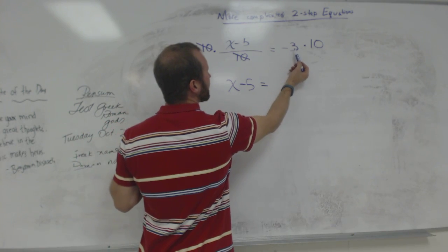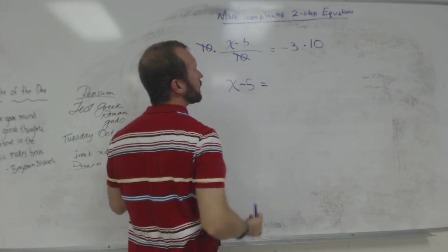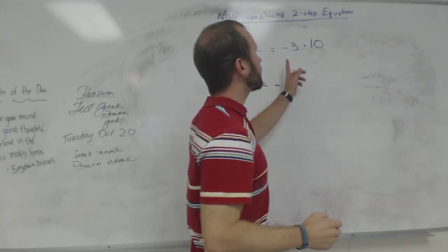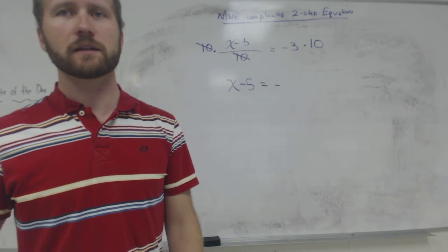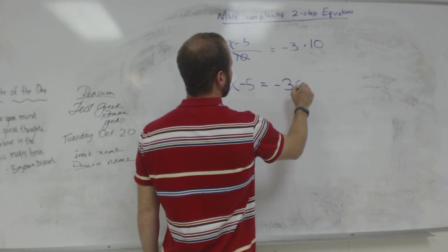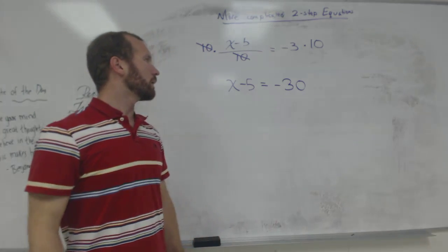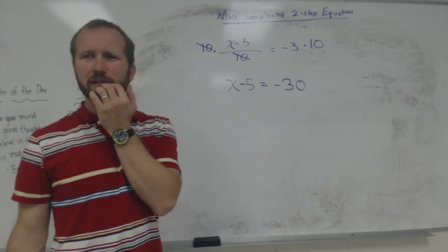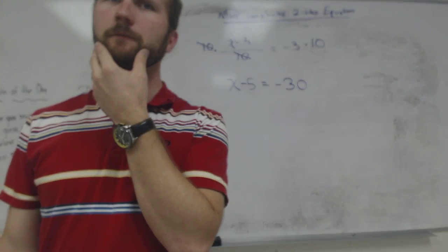Over here I have negative 3 times 10. A negative times a positive is a negative. 3 times 10 is negative 13? Or negative 30? Yeah, negative 30. So x minus 5 equals negative 30. How do I get x alone? It's not quite there yet.